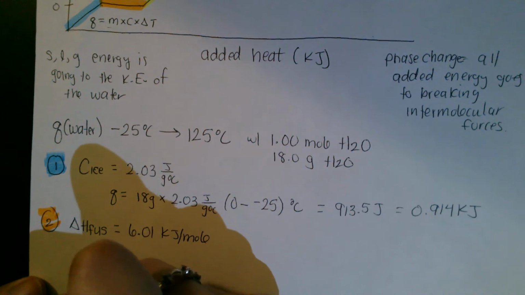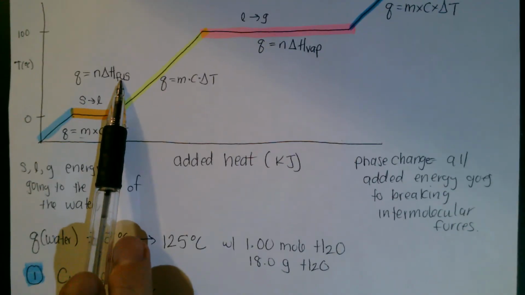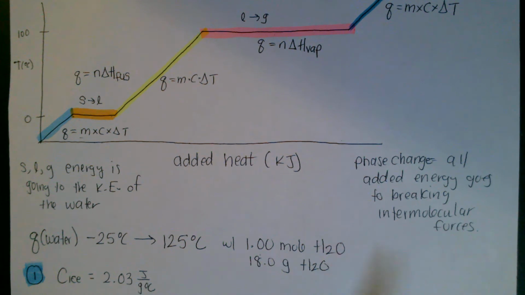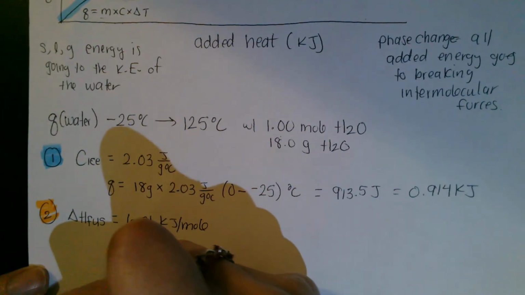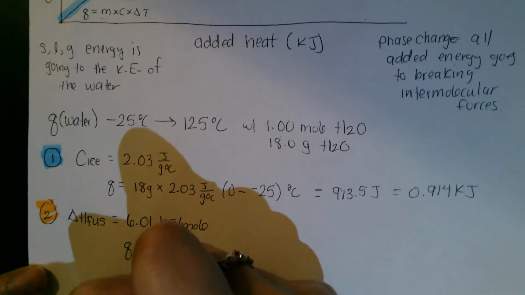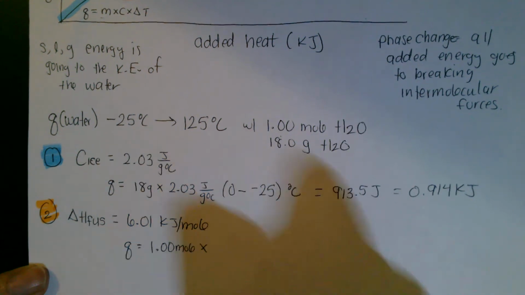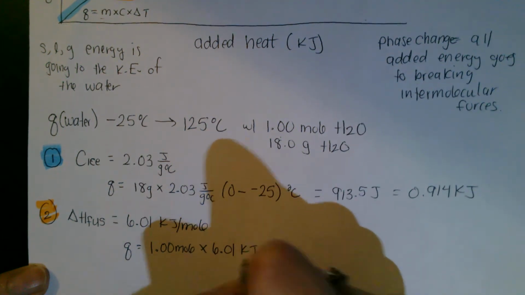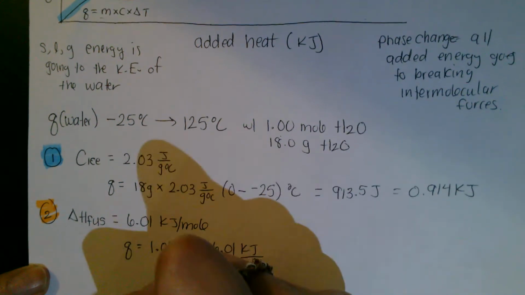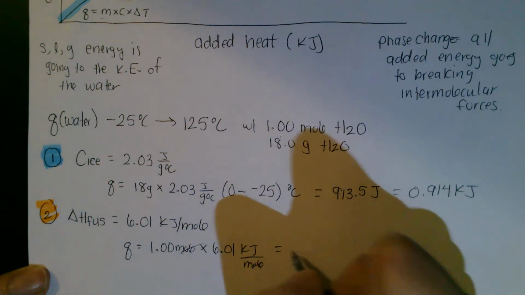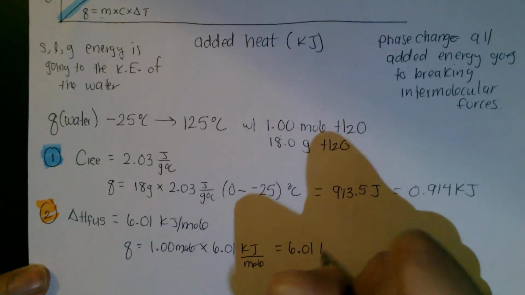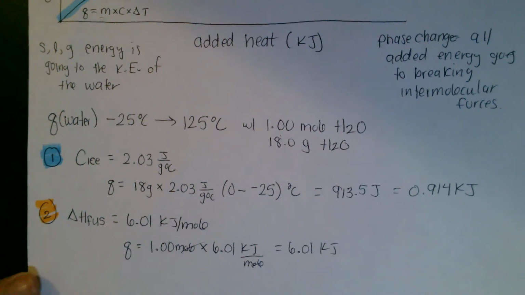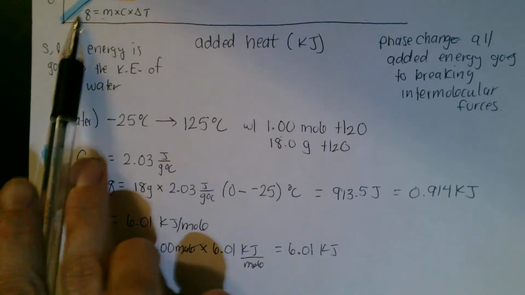Okay, so Q equals, up here, n times the enthalpy of fusion. In the problem, we have 1 mole of water. So 1 mole times 6.01 kilojoules per mole. That cancels, and we get 6.01 kilojoules of energy for that segment. Okay, so 1 and 2.